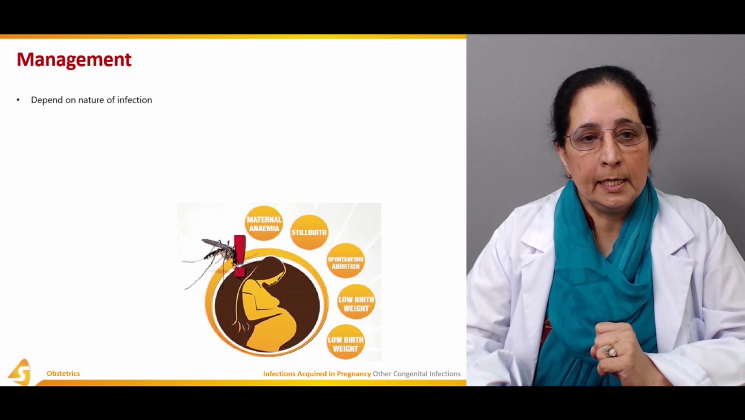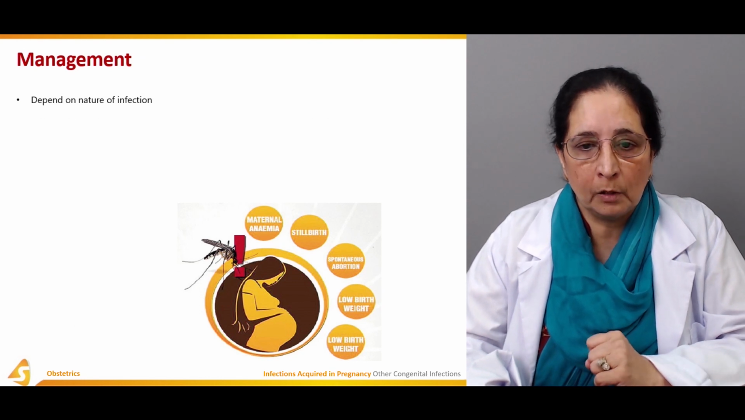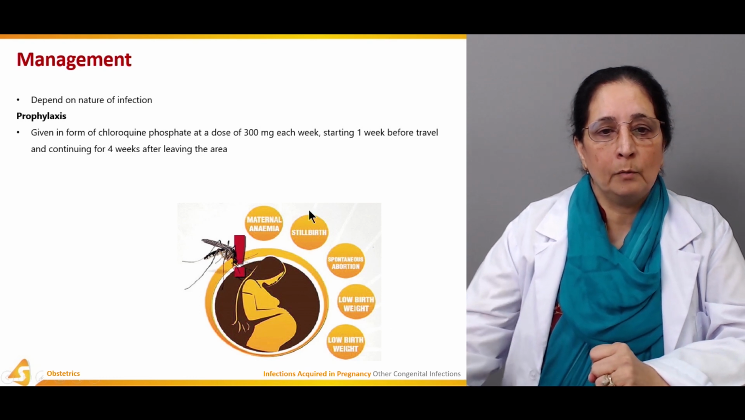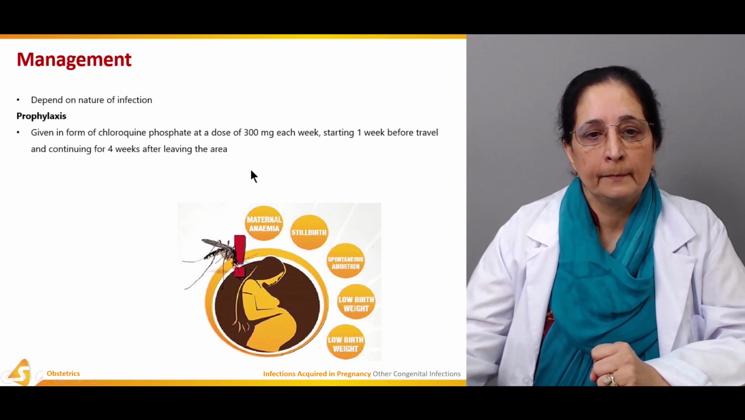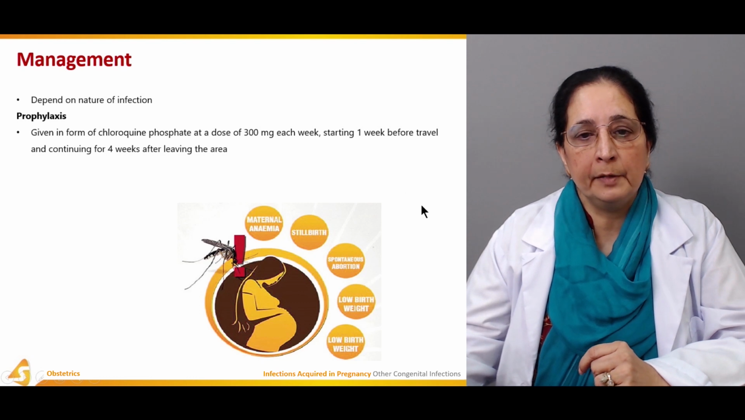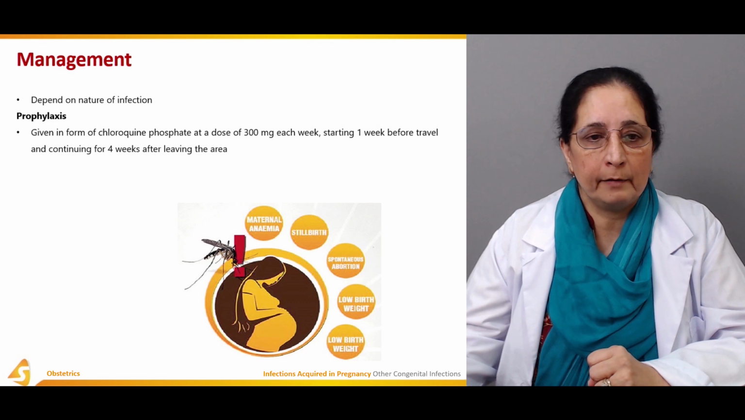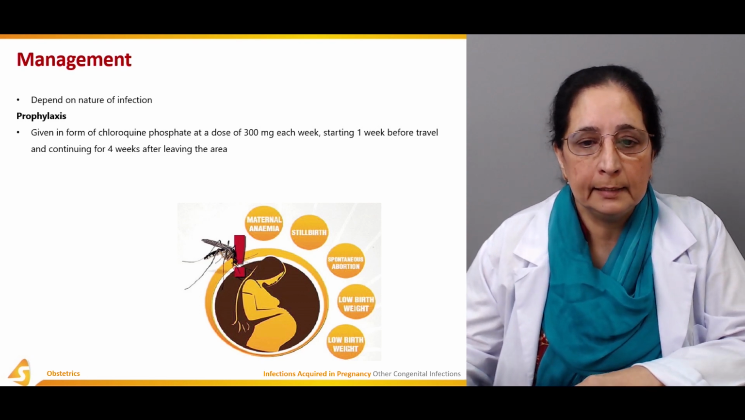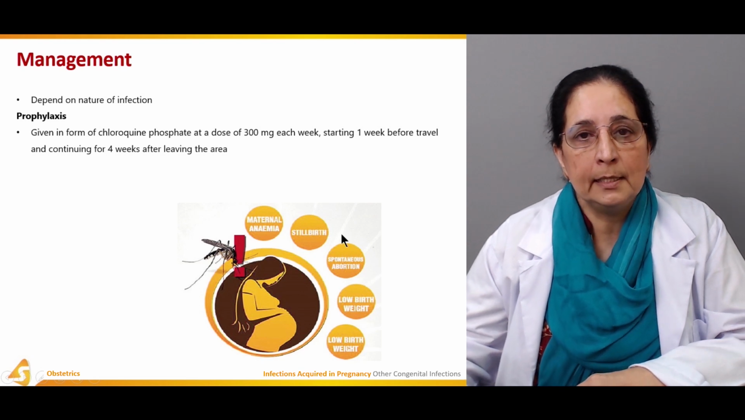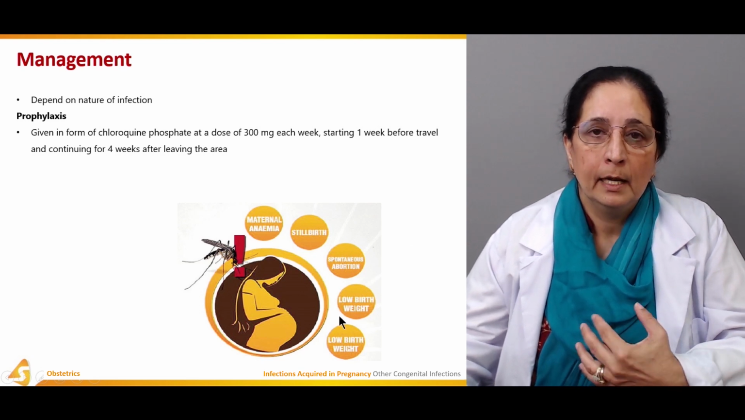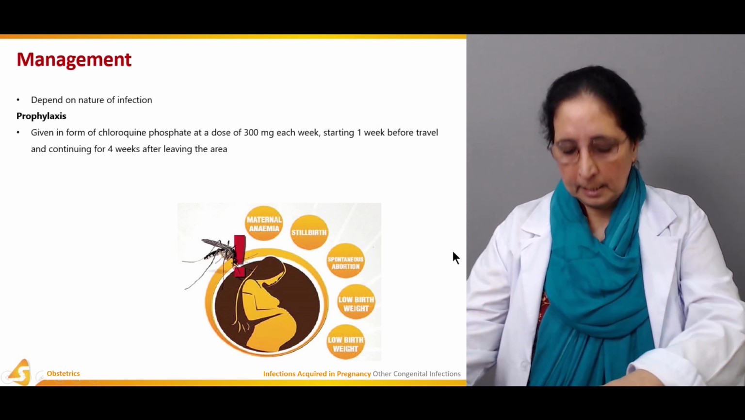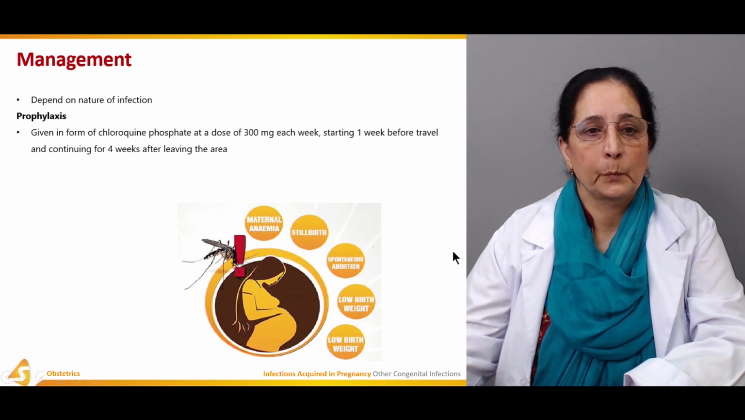The management depends on the nature of the infection. Prophylaxis is given in the form of chloroquine phosphate at a dose of 300 milligrams each week, starting 1 week before travel and continuing for 4 weeks after leaving the area. And these are all the complications that can occur: stillbirth, low birth weight pregnancies, and abortion.